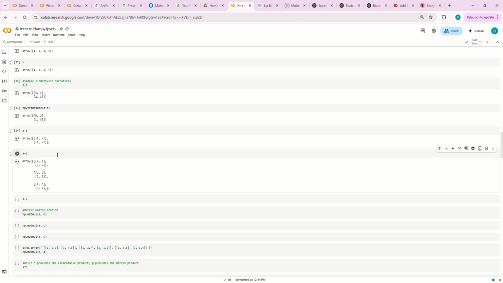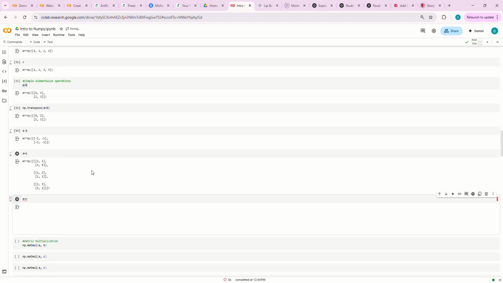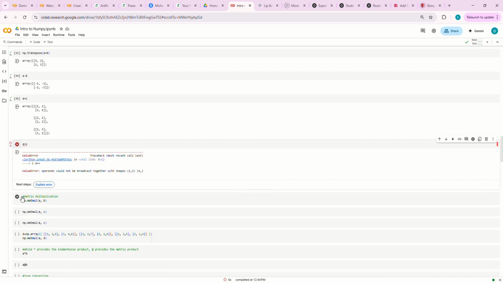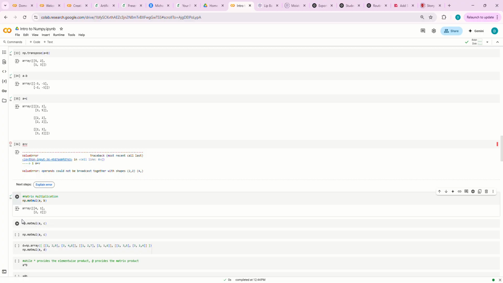So if you had two matrices that are completely different sizes, like here, operations cannot be broadcast together with shapes 2, 2, and 4, because you need at least one similar size when adding together, and you also need at least one similar size when multiplying together.